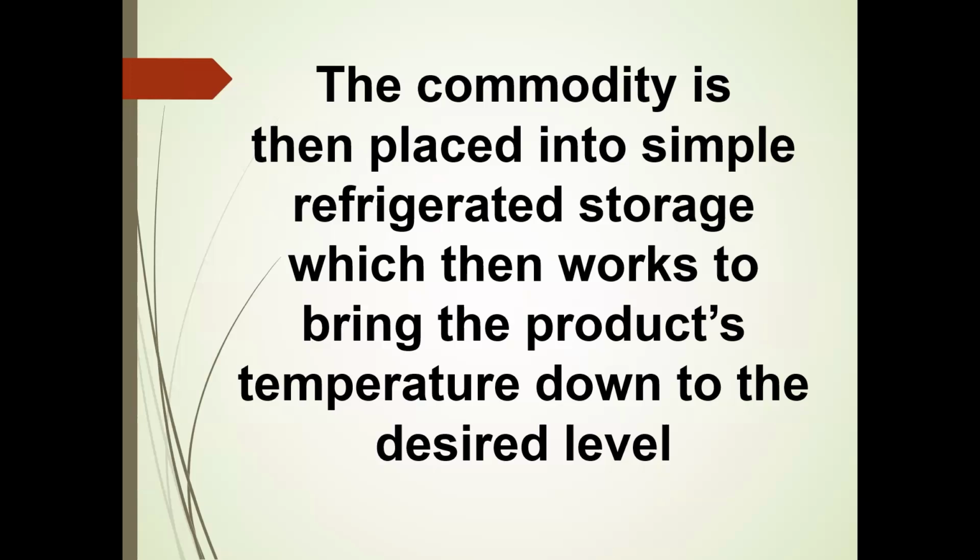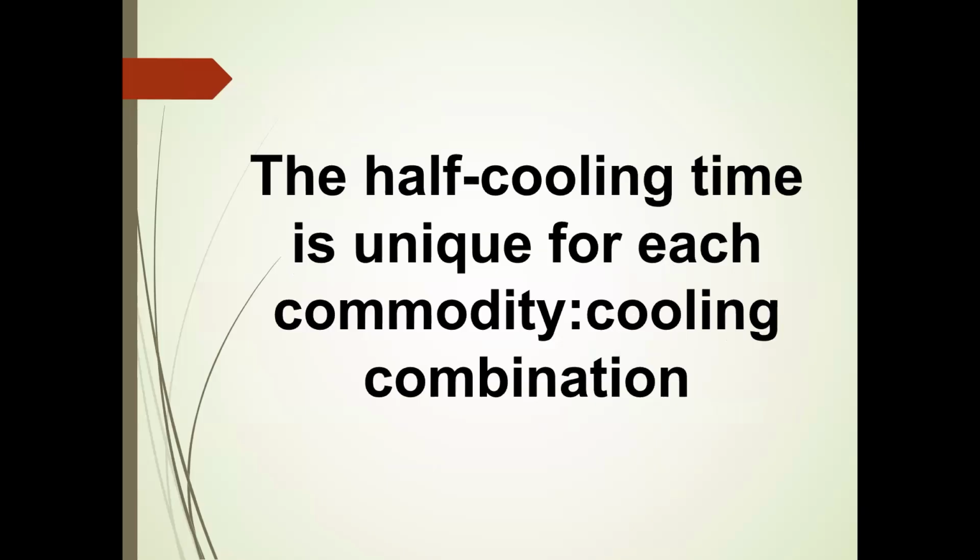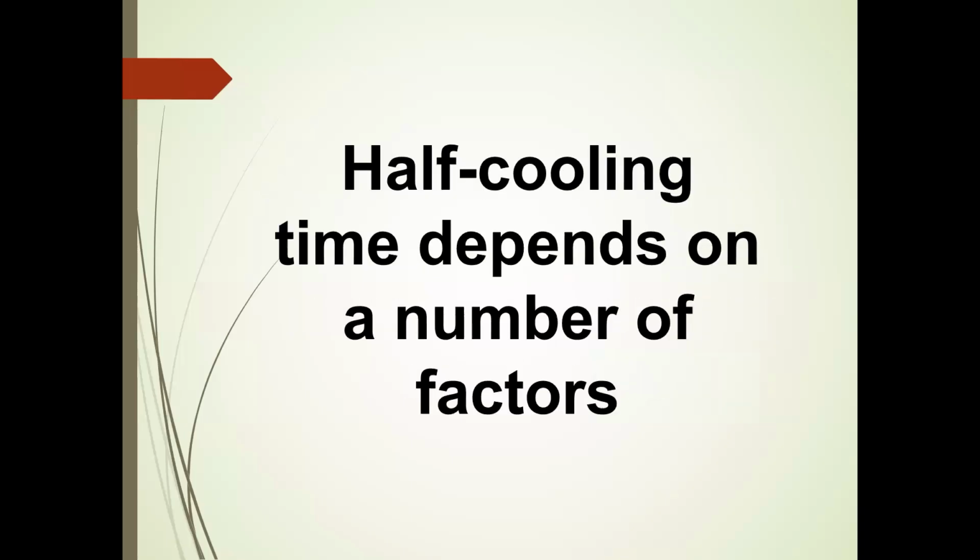By pre-cooling and quickly removing 7/8 of a commodity's field heat, the respiration rate of the commodity will be greatly reduced, as well as its tendency to lose water. By pre-cooling, a commodity's shelf life is very quickly and dramatically increased. The half cooling time is unique for each commodity cooling method combination. As such, half cooling time depends on a number of factors.